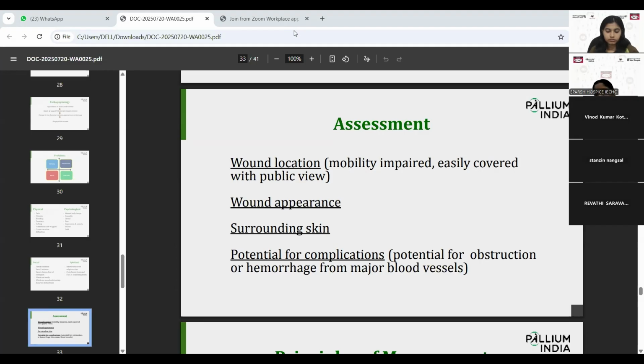Srijana said degree of wound, explain the procedure. Yes, good. If you are entering the patient's room, the first thing you have to do is introduce yourself. That is one important thing. Then you have to know the history of the patient. You have to ask the patient's name. Okay, what is your name? You have to ask the patient.